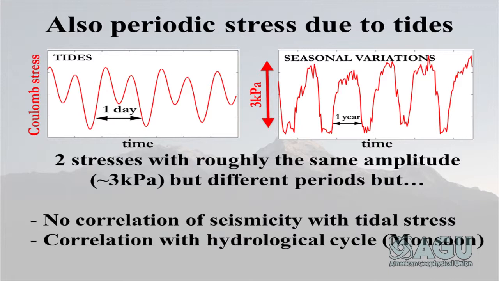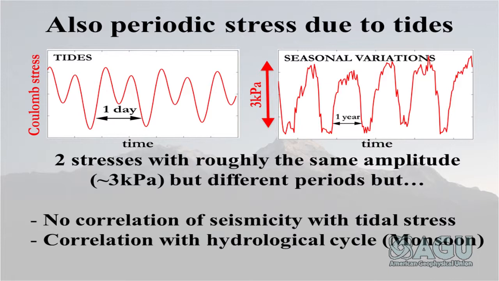And actually in Nepal we're even more lucky than that, because we have two periodic loadings on the fault. So the first one is the one I was explaining, the seasonal variations here. So that's just the stress as a function of time. So you see that it's periodic, and the period is about a year. But you have another loading that's periodic. It's due to the earth tides.